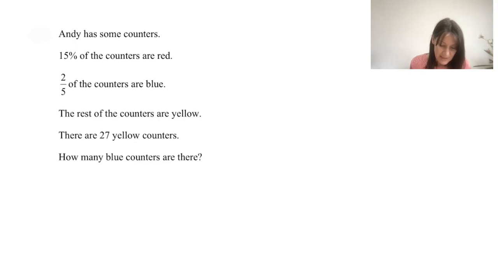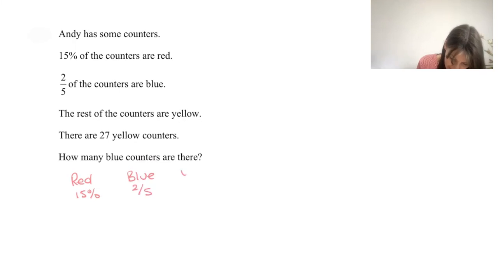Okay. So let's get the information out of all those sentences. So I've got red, and I've got 15%. I've got blue, and I've got 2/5. I've got yellow, and I've got exactly 27 yellows. And I've got to work out how many blues there are. So the first thing that I should be really noticing here is how everything's been represented differently. I've got percentages, I've got fractions, and I've actually got a value for the yellow.